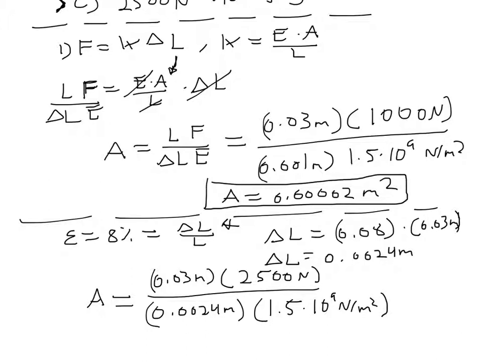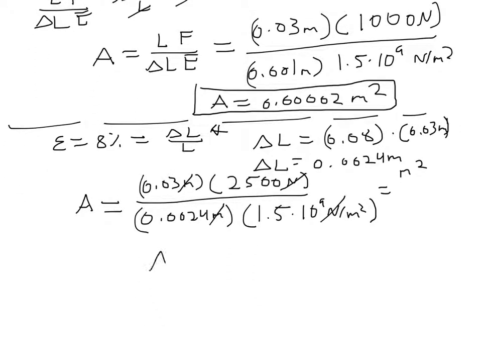And one thing that we should do, and what I should have done before, is a unit check. So if we cross off our units that cancel each other, we're left with meters squared on top. And that makes sense because we're solving for the area. And when we multiply and divide, we find that the cross-sectional area of the tendon to satisfy the third condition is equal to 0.000021 meters squared.